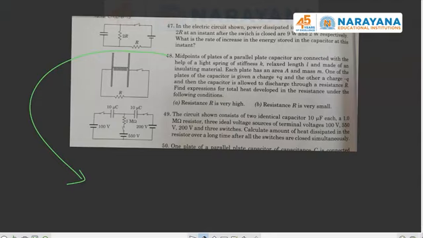Treat R to have a higher value, and you provide these two plates charges of plus Q and minus Q, right? And you leave them. Allow them to discharge through R. What is the total heat developed in the resistance is the first question. What is the total heat developed in the resistance?